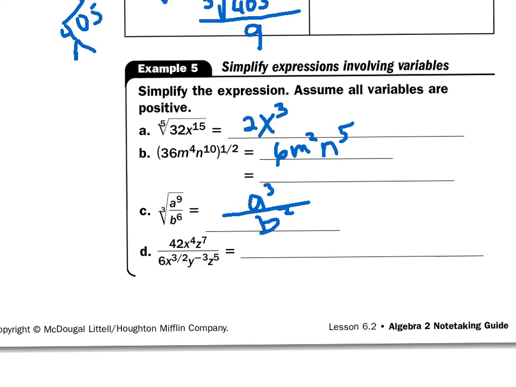Okay. And then on D, I have, let's see. Ooh, that one's kind of complicated. Let's go ahead and do that in class tomorrow, if you'll remind me.